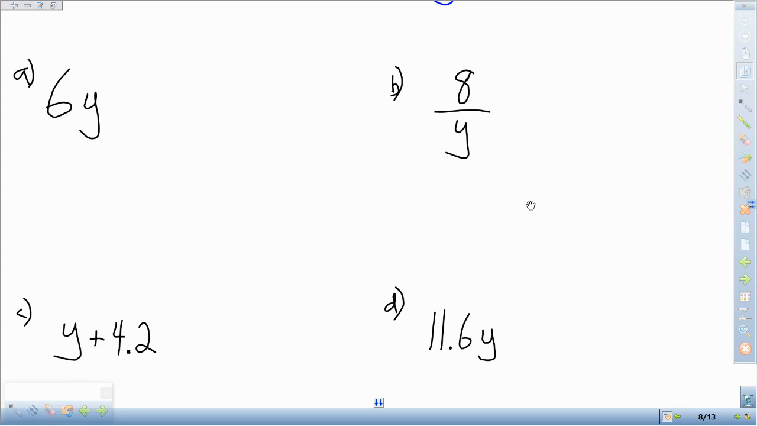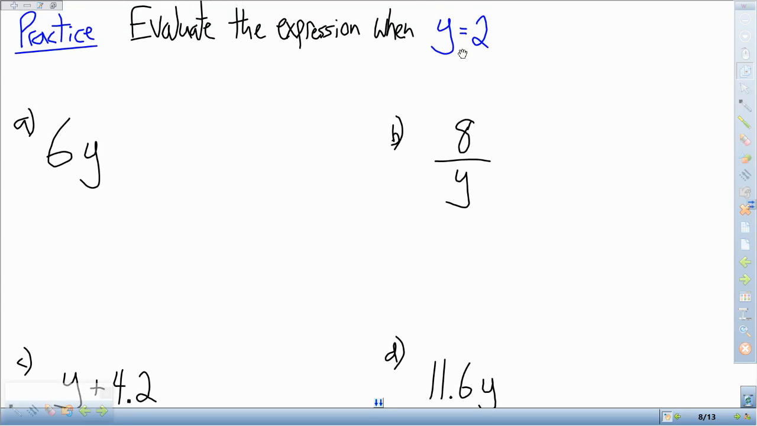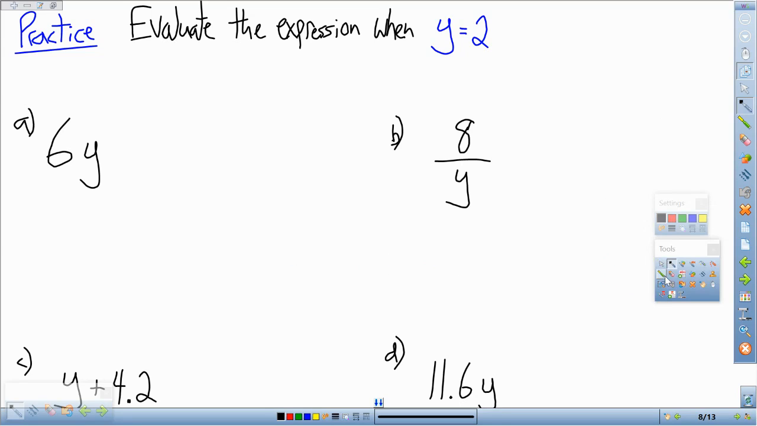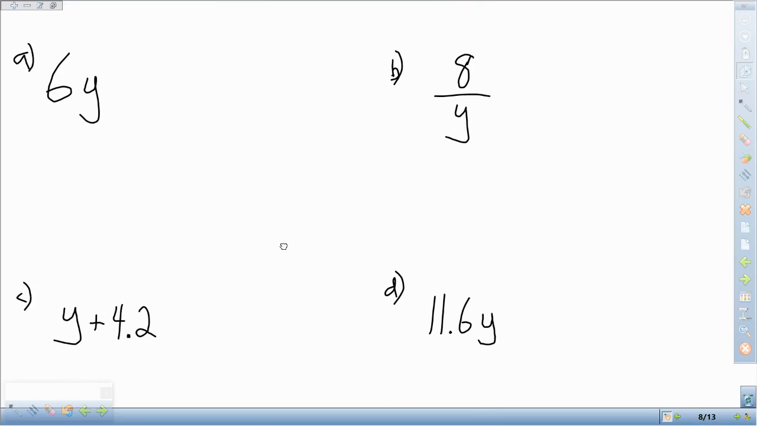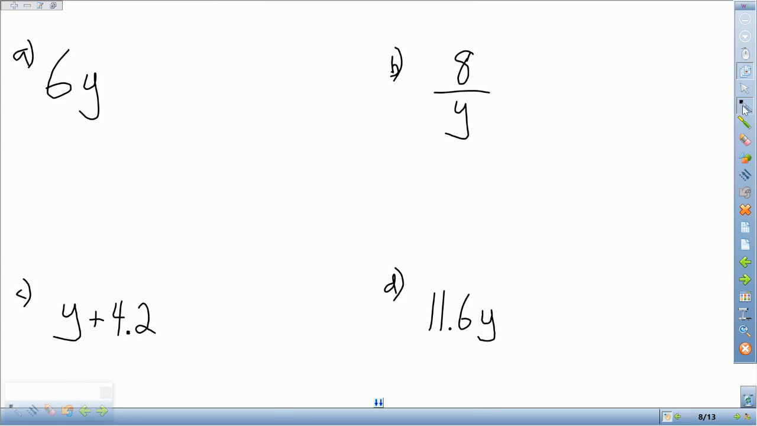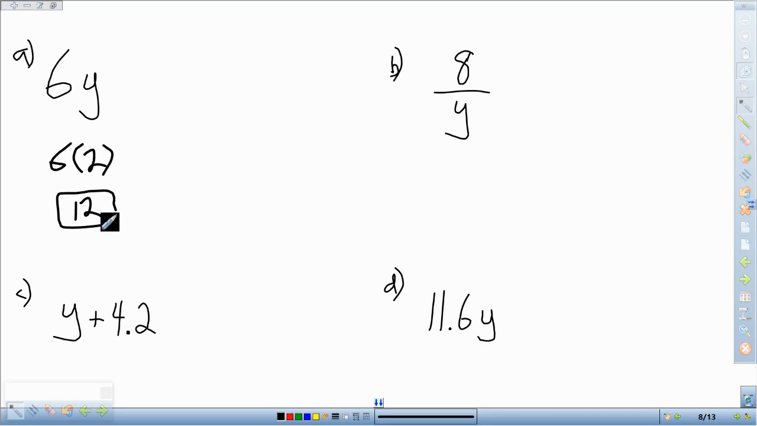All right, cool. So we're back. Let's go ahead and try these out. We're plugging in 2 for all the y's. I won't go too long on this. So let's go through them and make sure you guys got the right answers. So when I plug in 2 for y on this one, looks like I'm getting 6 times 2. And you guys guessed it, 6 times 2 is 12. All right, going over to B, plugging in 2 for y, looks like we're getting an 8 over 2. All right, 2 goes into 8 evenly 4 times, and there we have it.